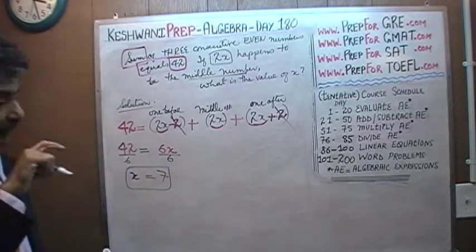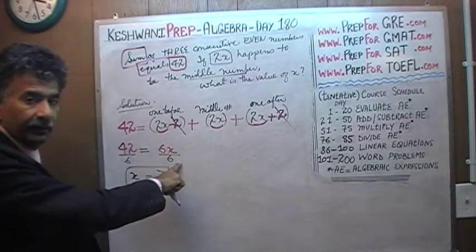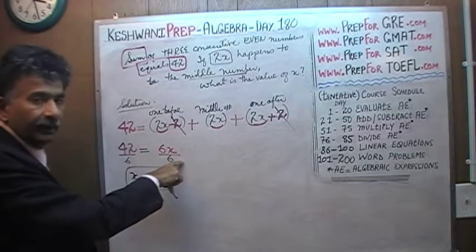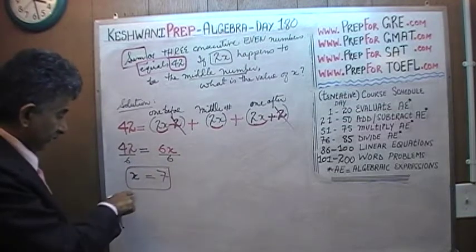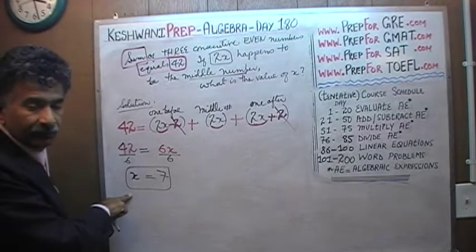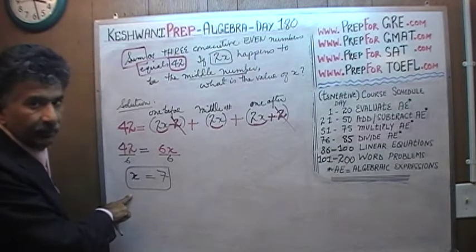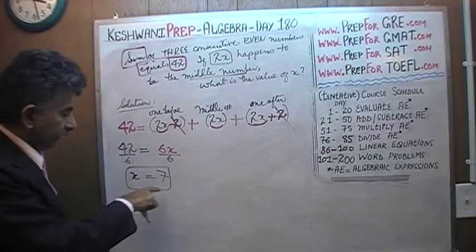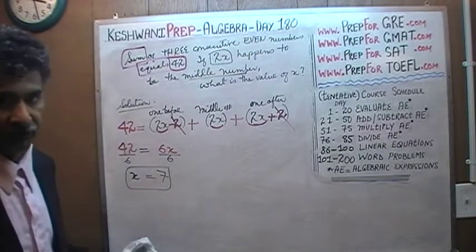Notice how I switched the directions. The x here in this step was on the right hand side, and in the final step I put the x on the left hand side. Convention dictates that we always write the unknown on the left hand side and the known quantity on the right hand side. It is just a convention.